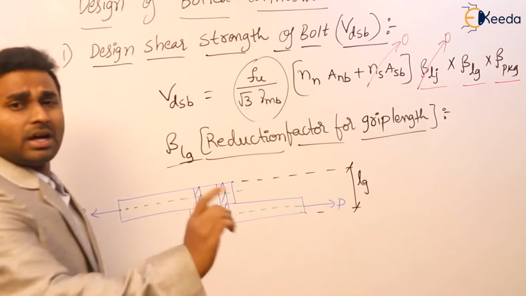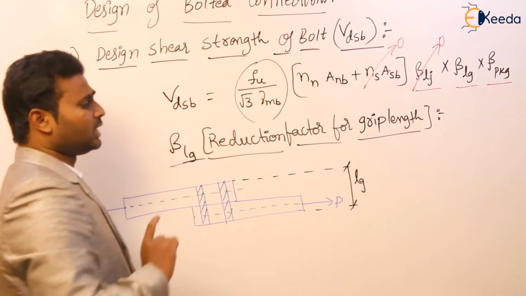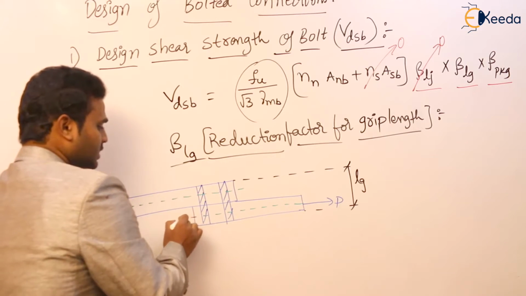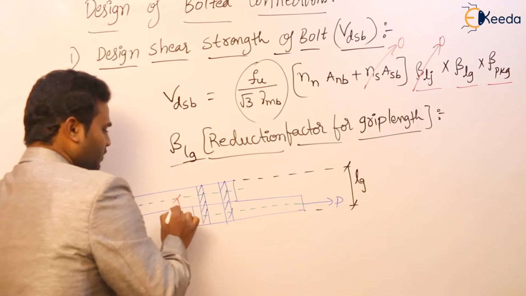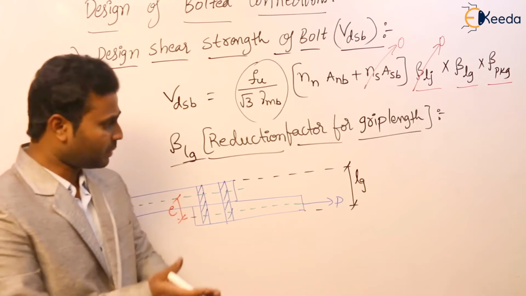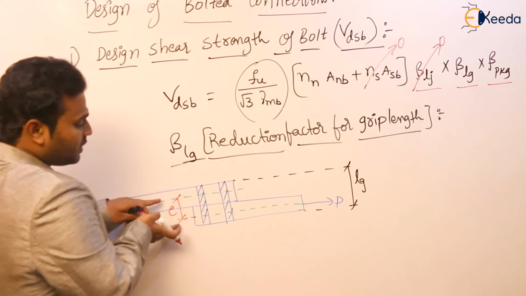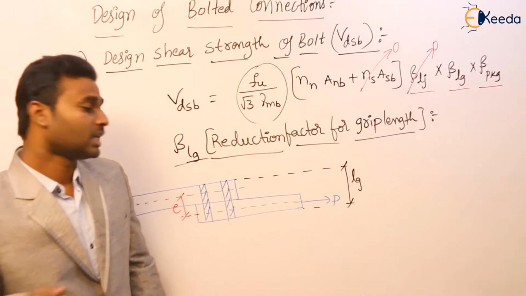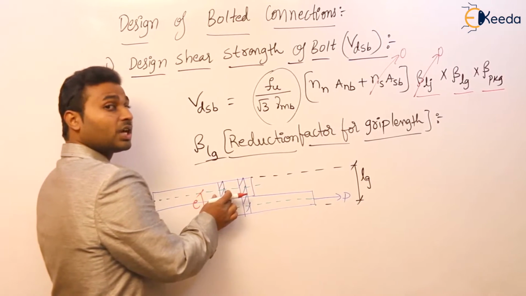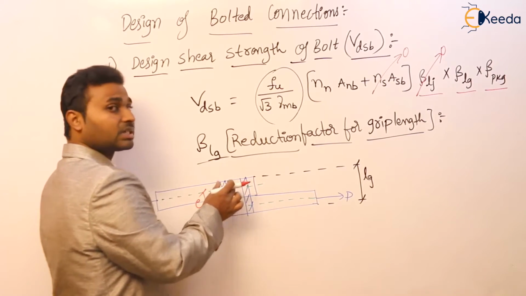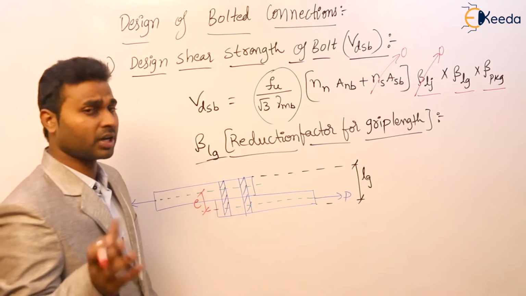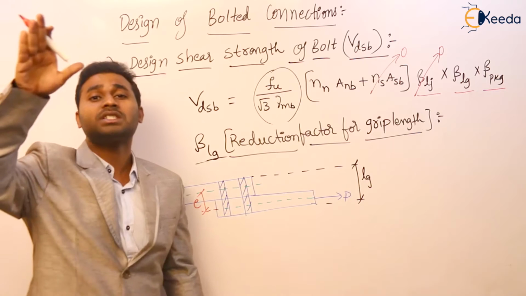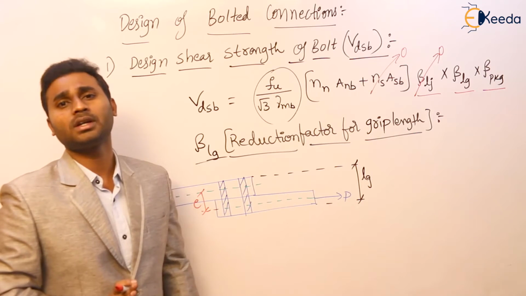Now observe or think: if this grip length is more, then what happens? The eccentricity between these two lines of action of force will increase or not? Tell me yes or no. So if grip length is more, then the eccentricity between these lines of action of forces will also increase. If eccentricity increases, then in addition to shear, bearing and tension, these bolts are subjected to bending moment or not? Clear or not? So it means that it reduces the strength of our connection, the bolted joint.